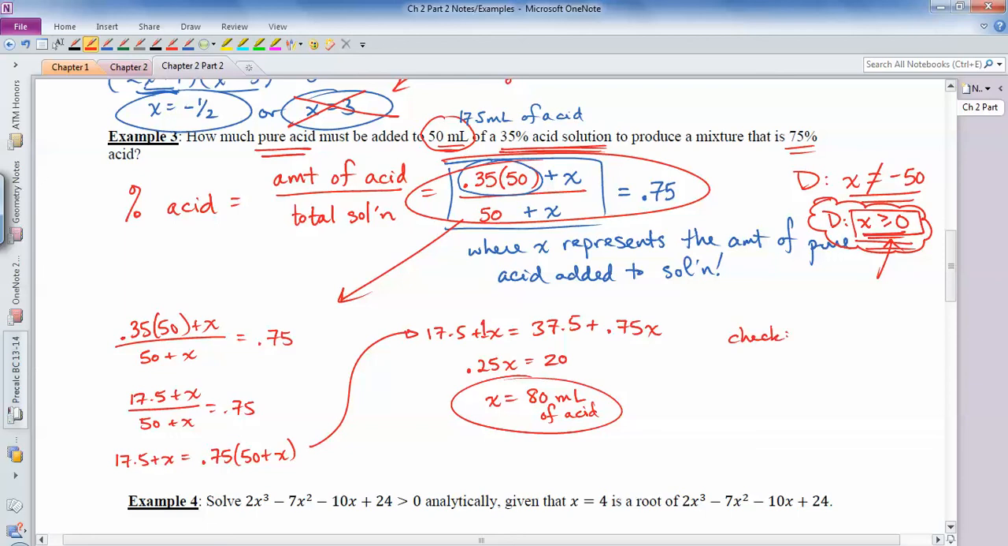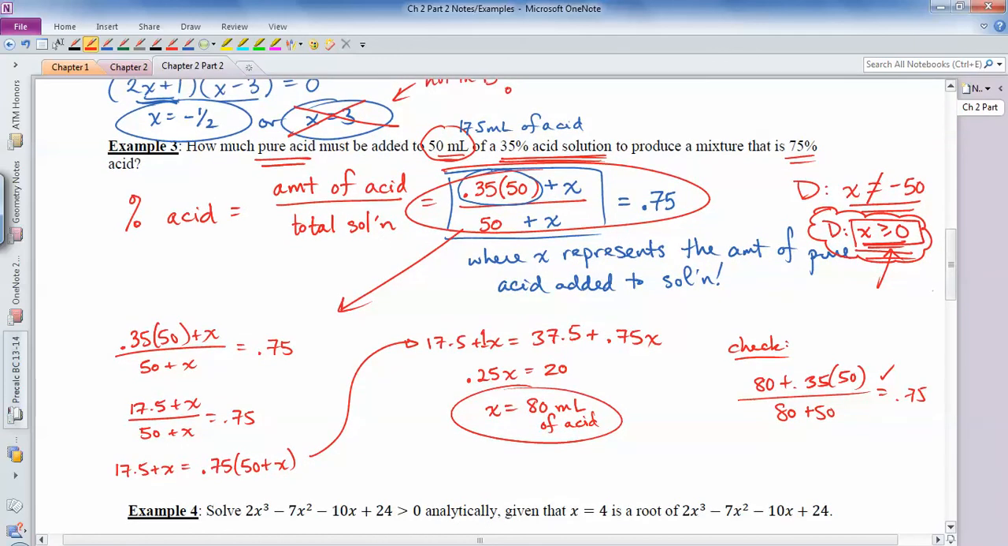And if I do a quick check, 80 plus 0.35 times 50, I probably should have switched those to make it look more like the other side, but over 80 plus 50, that does in fact equal 0.75, so we're good to go. Okay, so I'll stop there and then I'll do a couple more examples in the next video.